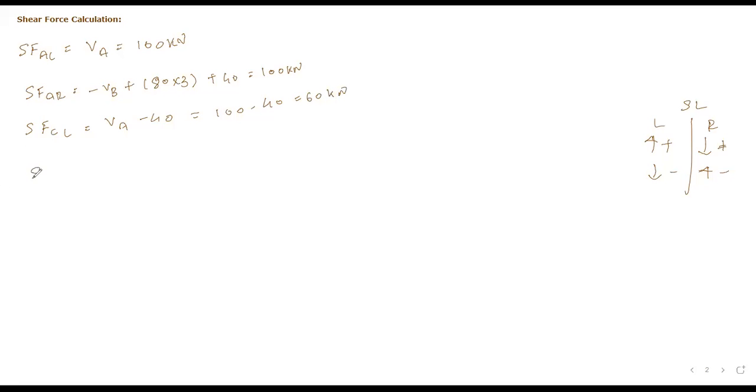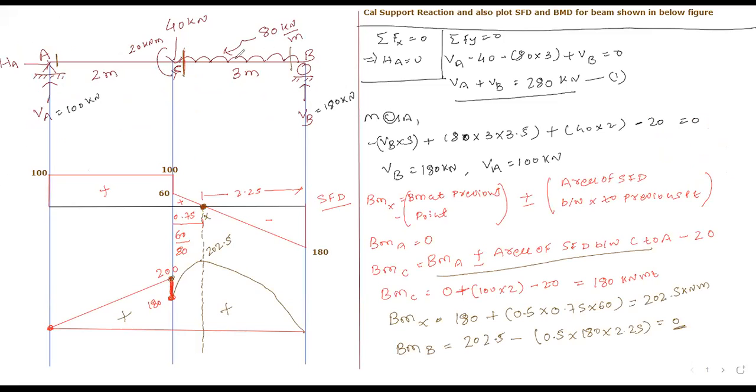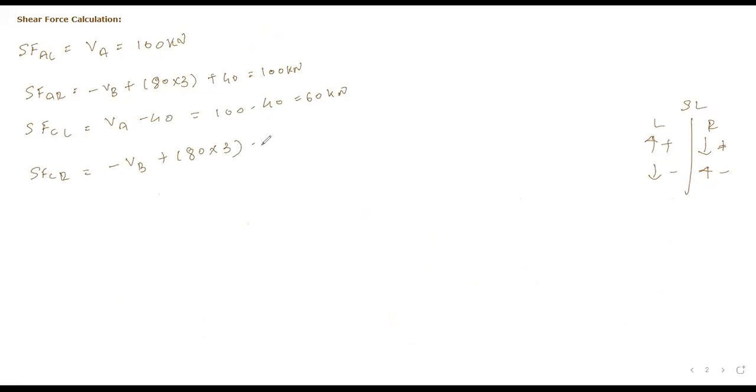Similarly, shear force at C just right-hand side is minus VB plus 80 into 3. I hope it is clear to all of you. For the right-hand side we have VB and this UDL, so we need to subtract VB and add 80 into 3, as per sign convention. Clear? Please confirm me. Is it clear or not? So again we will get minus 180 plus 240, so we have plus 60.